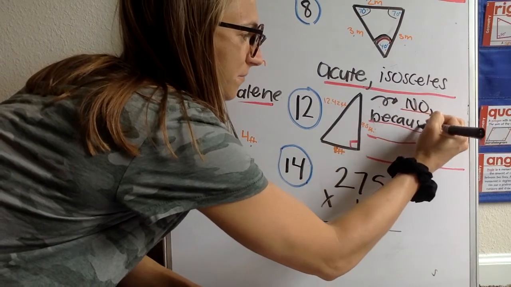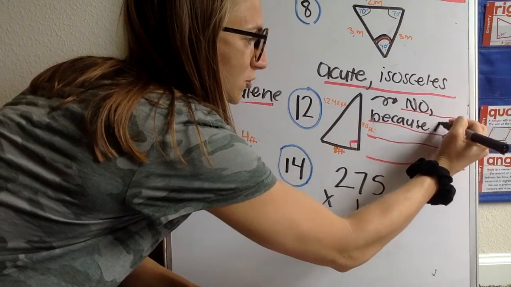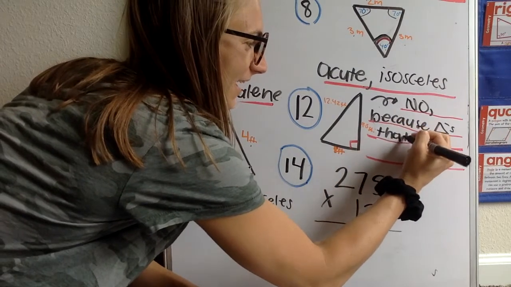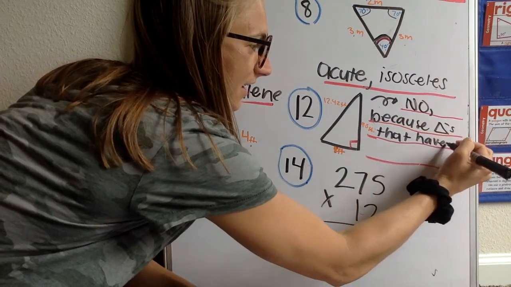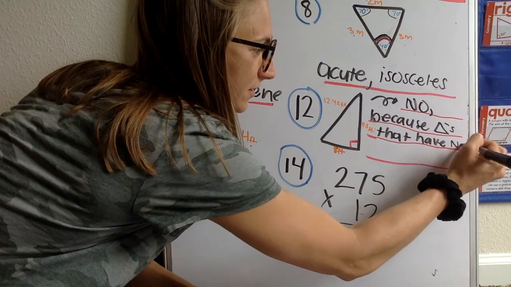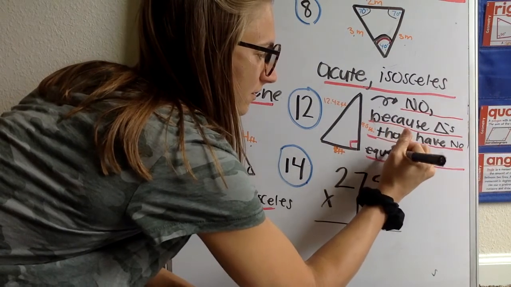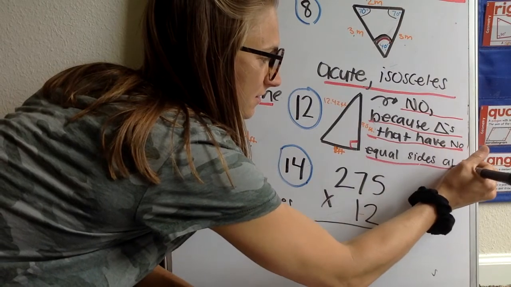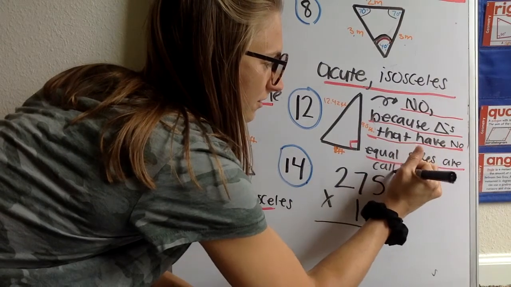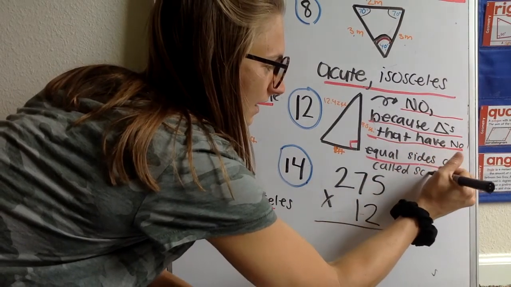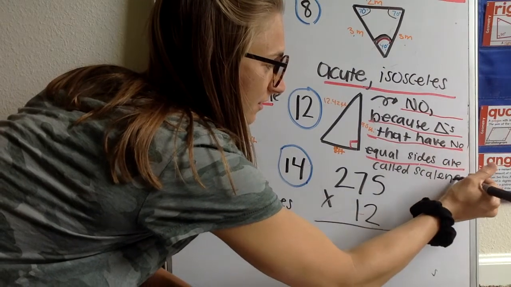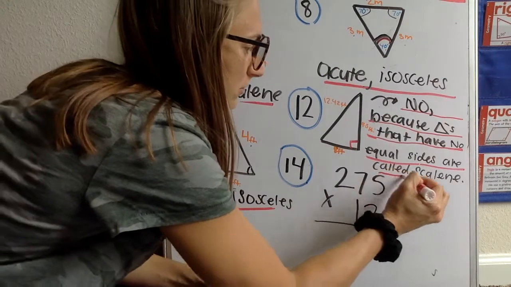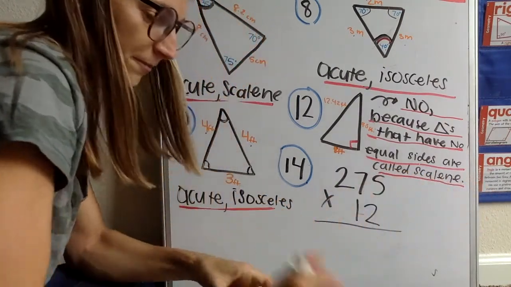Because triangles, I'm going to kind of draw the shape, that have no equal sides are called scalene. Called scalene triangles. And I'm just going to extend my little written line there.